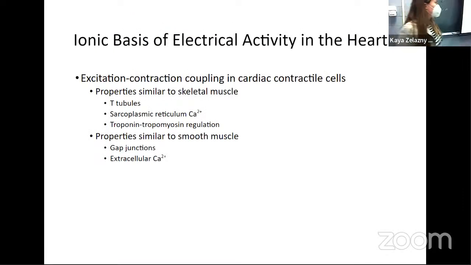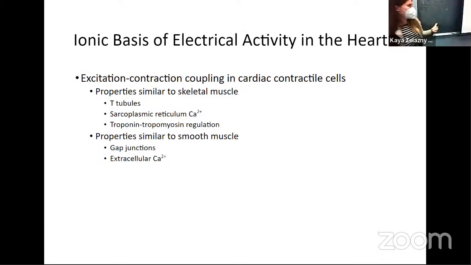So as we send this action potential through our heart cells, the contractile cells, we're also going to have excitation contraction coupling. So like in our skeletal muscle, right, we have an action potential come to the cell and it's traveling through the cell to neighboring cells, but it's also causing that cell to contract. So those properties are going to be similar to skeletal muscle. As we run through that, it's going to look a lot the same.